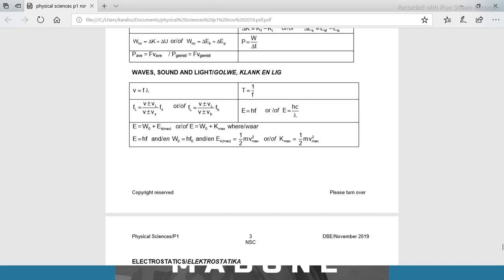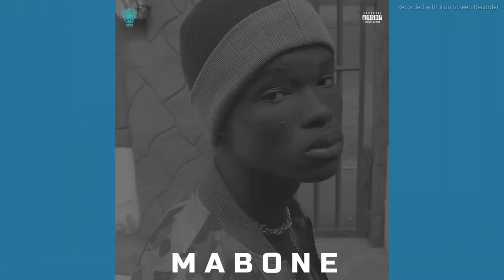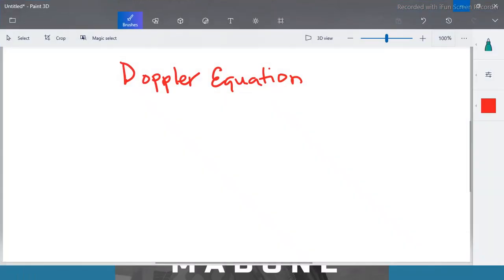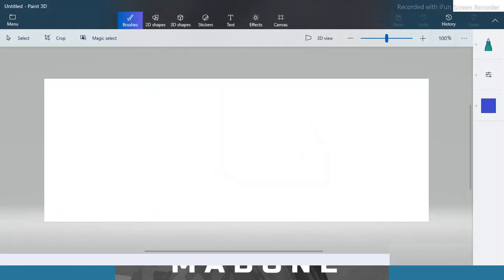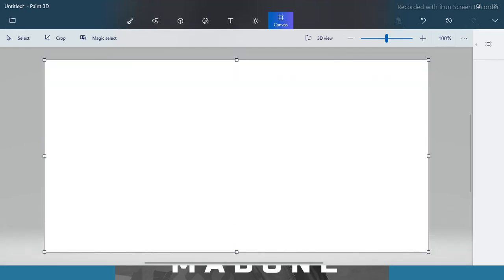I won't be defining the Doppler effect exactly as it is, okay, guys? According to the exam guideline, because that's what actually confuses a lot of people. But what I will be doing is actually dissecting it and making it much easier for you to understand what the Doppler effect is.